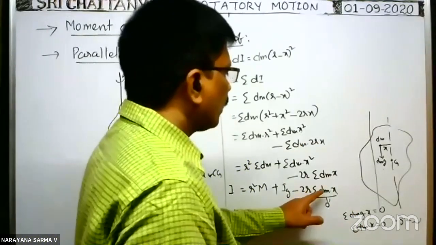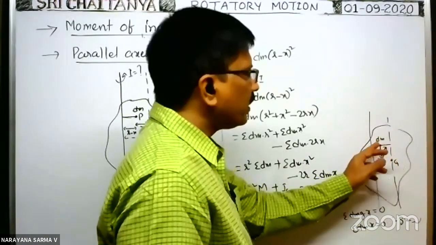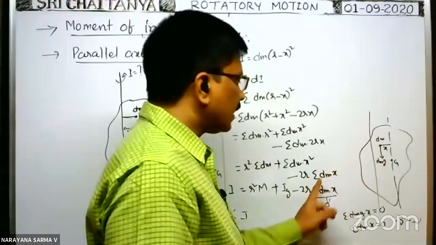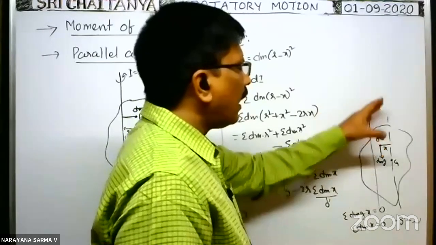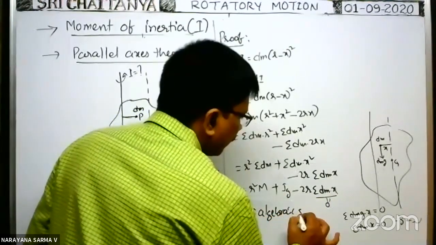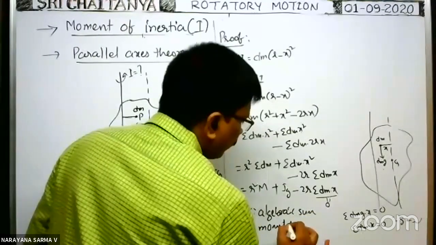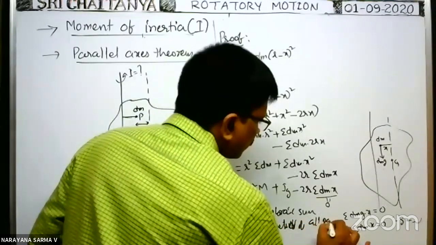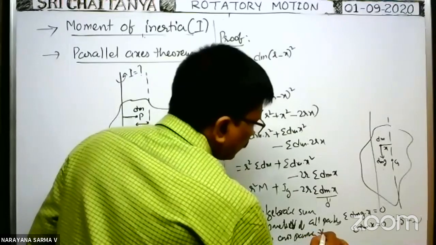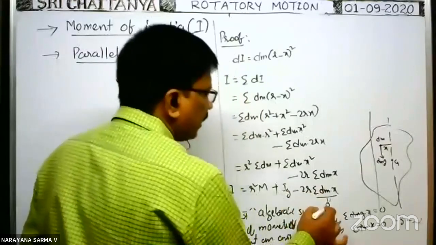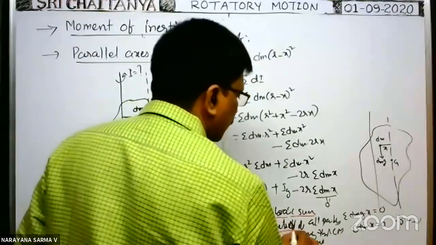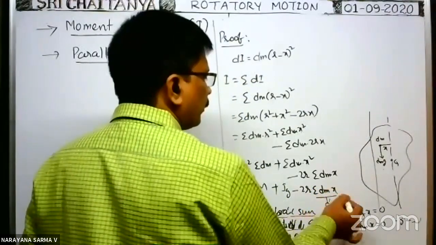Here, weight into perpendicular distance is called moment of weight or torque. Mass into perpendicular distance is called moment of mass, the moment of mass of the particle. Sigma dm into x means the algebraic sum of moments of mass of all the particles about an axis passing through the center of mass, and that is equal to 0, since the algebraic sum of moments of all particles about an axis passing through the center of mass is 0. This is a very, very important point. The algebraic sum of moments of masses or moments of weights of all the particles about an axis passing through the center of mass is 0. Based on that concept, we can write sigma dm into x equals 0 according to this condition.